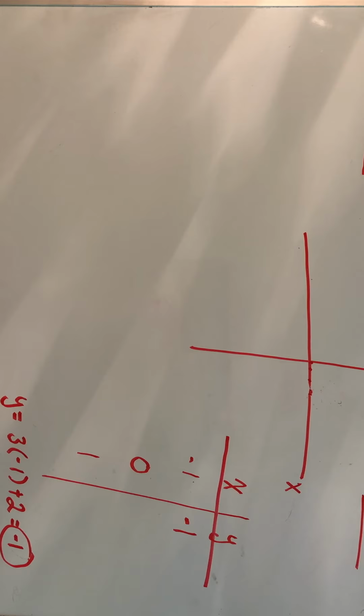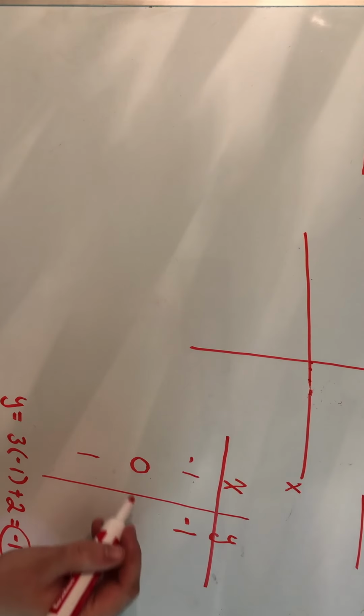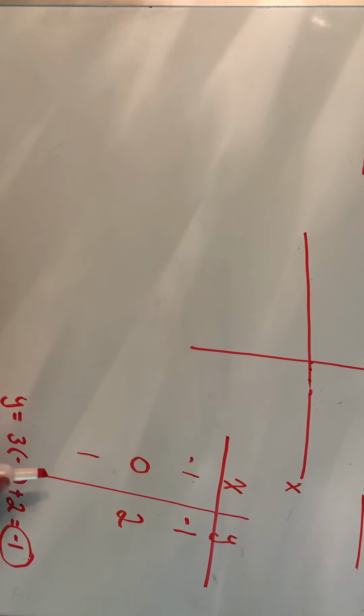Do the same thing for the 0. We get 3 times 0 plus 2 equals, well, 3 times 0 is 0, plus 2 gives us 2. And here's our y value for when x is 0. Do the same thing for the last one. See what you get? 3 times 1 plus 2 equals 3 times 1, 3, plus 2 gives us 5, and that is our y value for our last x point.